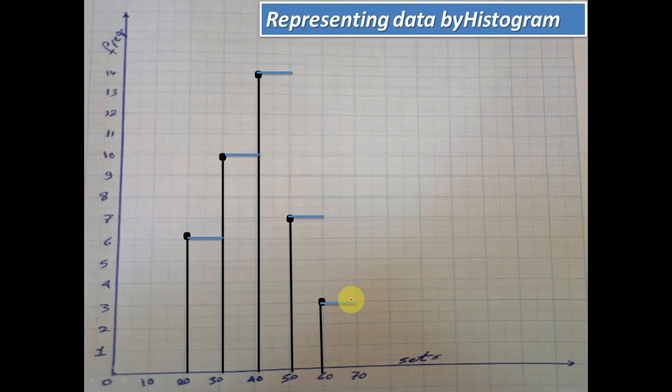Then we will complete the missing line segments: from 14 draw a line segment, from 7 draw a line segment, last one from 3 draw a line segment. Then we finished the drawing. This figure is called a histogram.